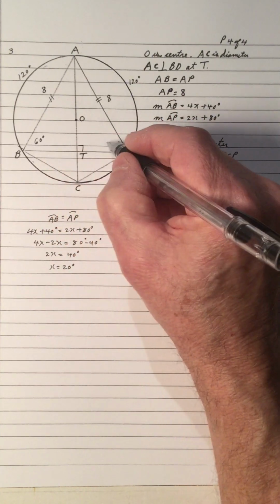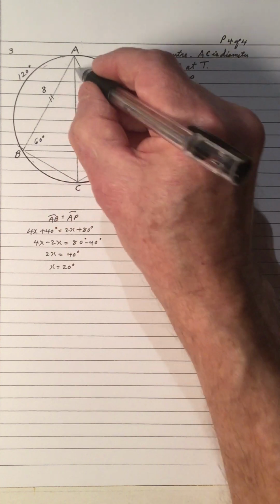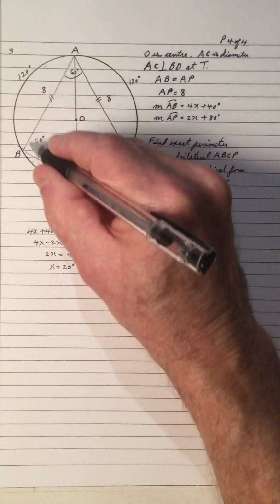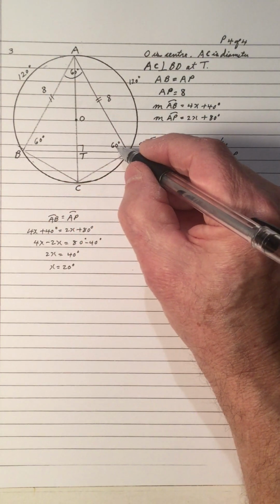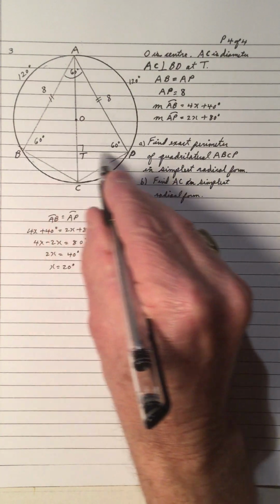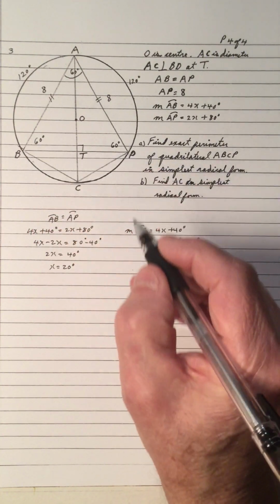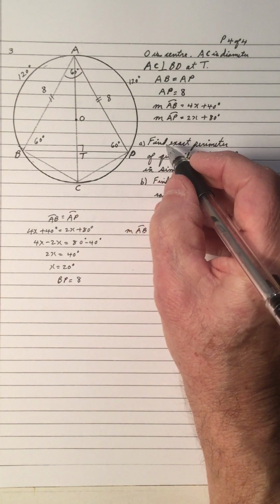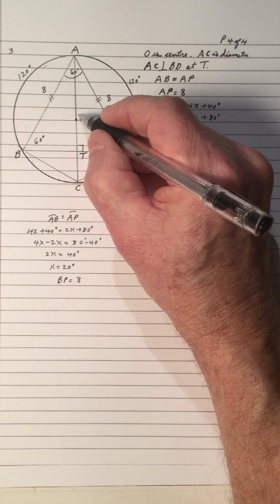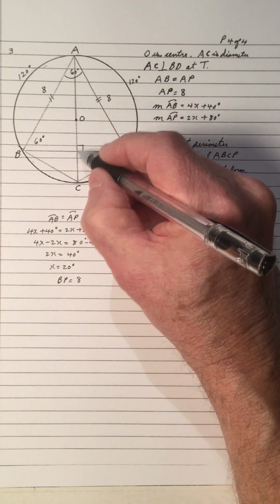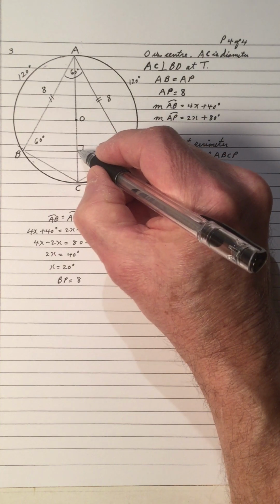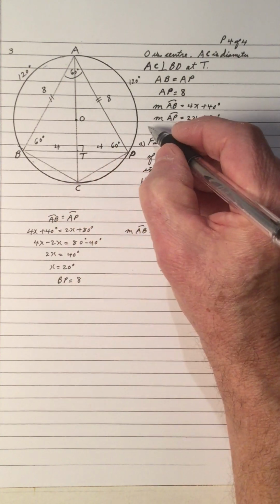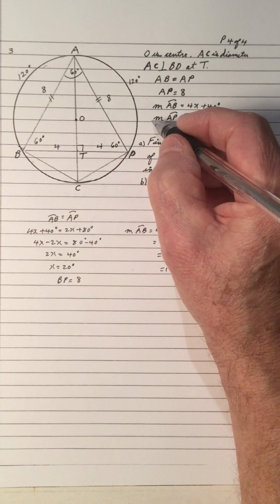If these angles are 60 and 60, that's 120 in a triangle. That means this angle here is 60. That means all angles are equal, so all sides are equal. That means the length of BP is 8. And since BP is 8, and this is perpendicular, a segment drawn from the center perpendicular to a chord bisects the chord. So that makes the segments TB and TP equal.